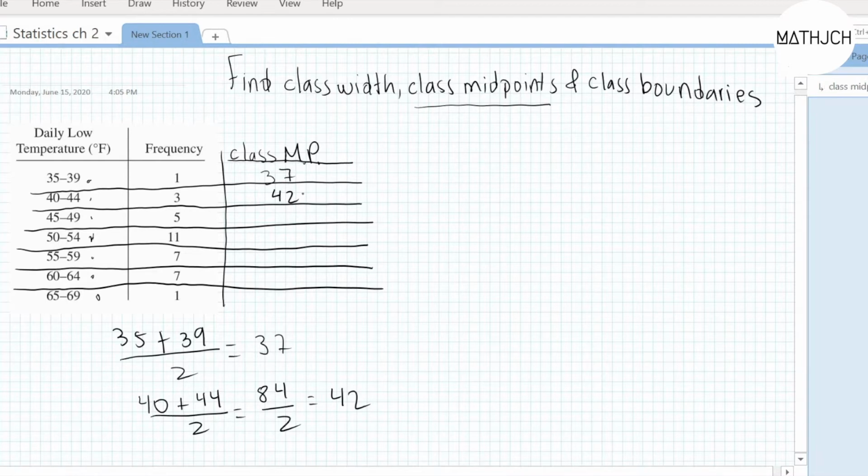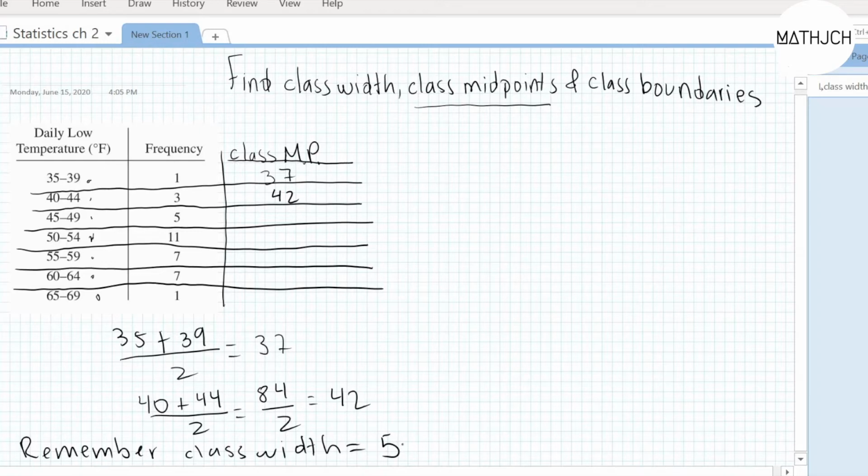Notice that we can keep going for each class. But remember that we don't have to do every single class to find the midpoint. So we don't have to do 45 plus 49 and then divide by 2 again. Let me put a note here. Remember in the first step that we did, the class width was 5.